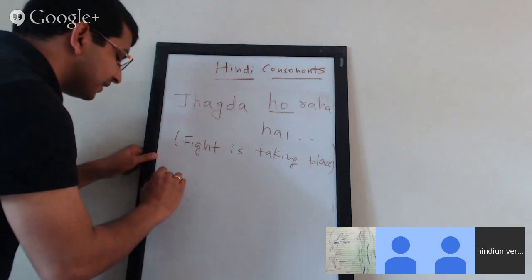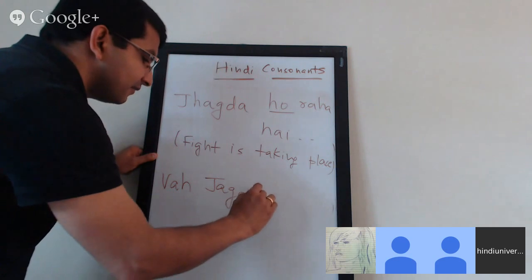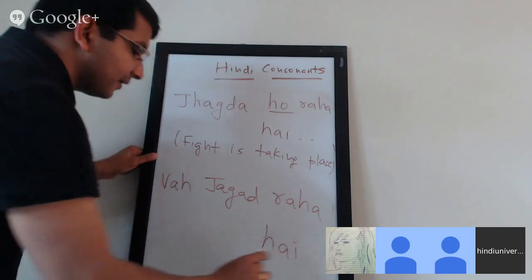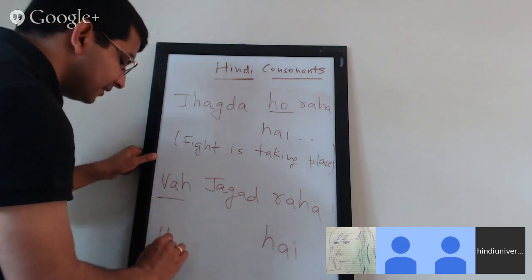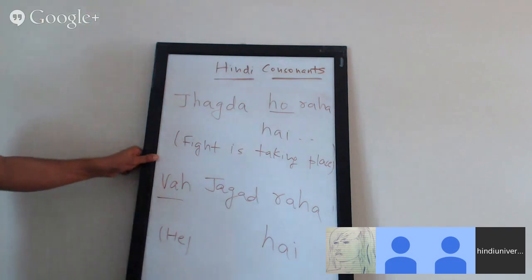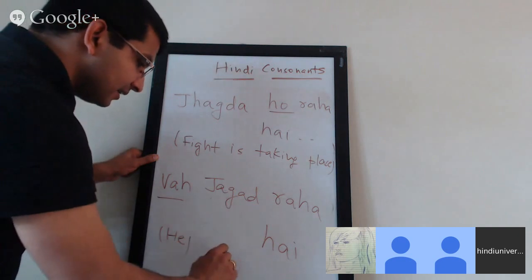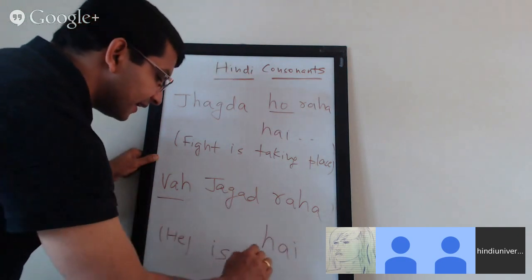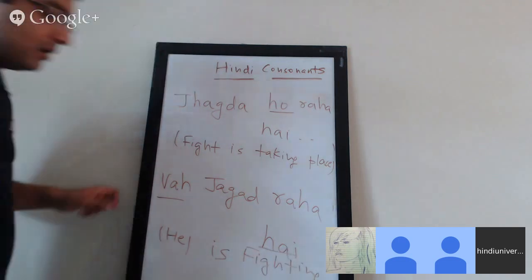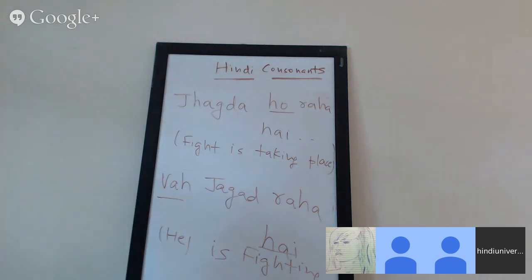As opposed to, let's say, वह झगड़ रहा है. वह is he, and we can tell it's he because it's raha. If it was female, it would be वह झगड़ रही है. In this case it's he, and because it's continuous, it would be he is fighting. वह झगड़ रहा है. We took a slight tangent, but I hope it develops some better understanding in you.